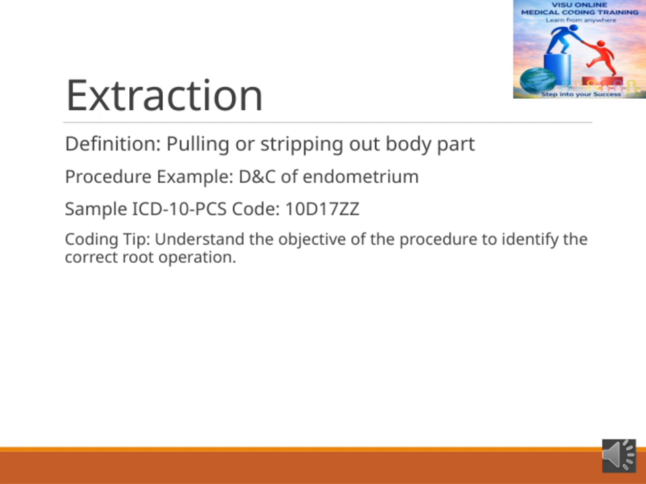A really important coding tip here is to understand the objective of the procedure. By doing so, you can better identify the correct root operation, in this case, extraction. Remember, the goal is to focus on what the procedure is trying to achieve, whether it's removing or stripping out tissue or a body part, to select the appropriate code. So, keep in mind that understanding the purpose behind each procedure helps ensure accurate coding, which is essential for clear documentation and proper billing.